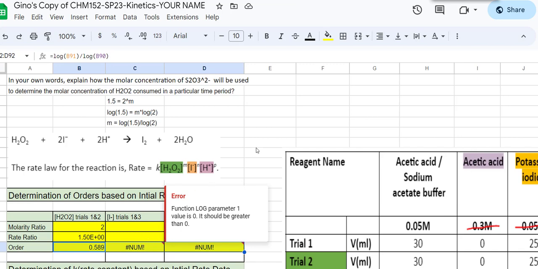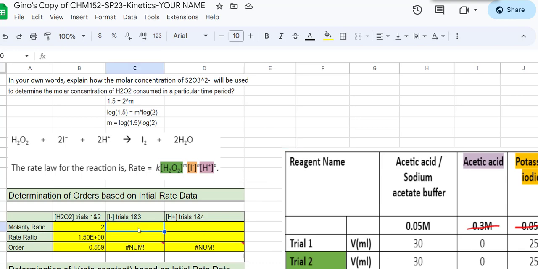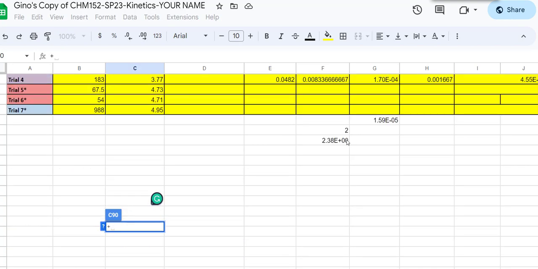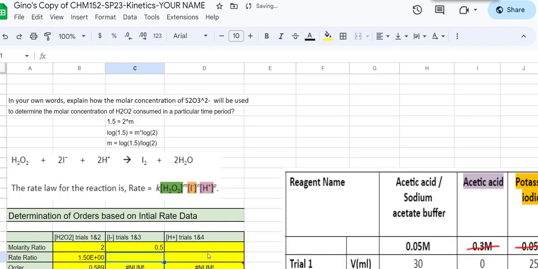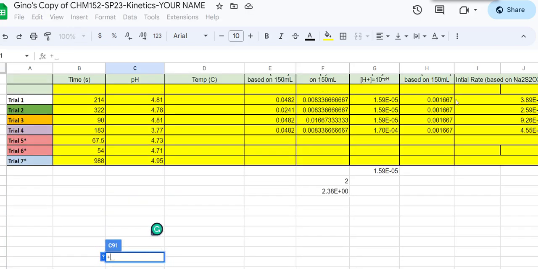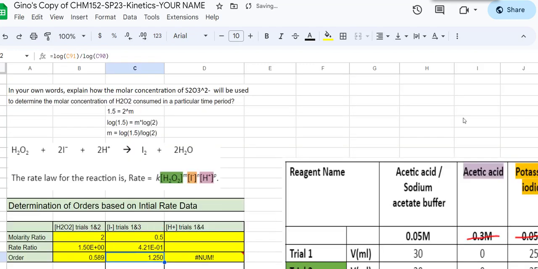So I'm going to go back up here and get the molarity and rate ratios for the iodide now for trials 1 and 3. So iodide is here, so there's 1 divided by 3. And then the rate ratio, we're going to be consistent, and rate 1 divided by rate 3. And the order is 1.25 for this particular set of data.